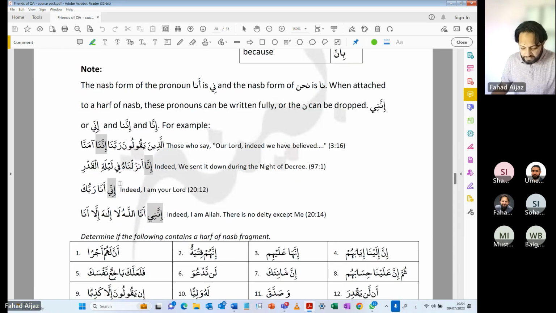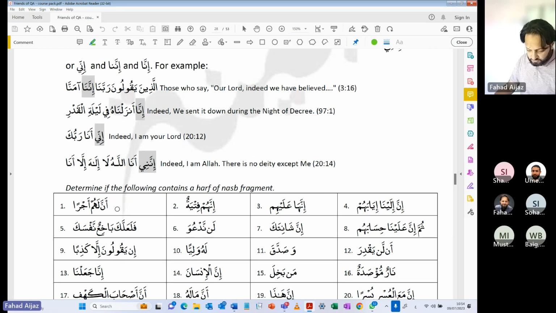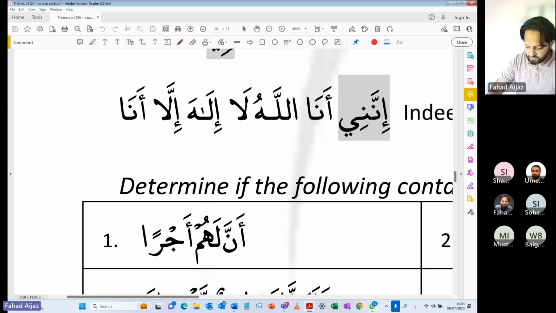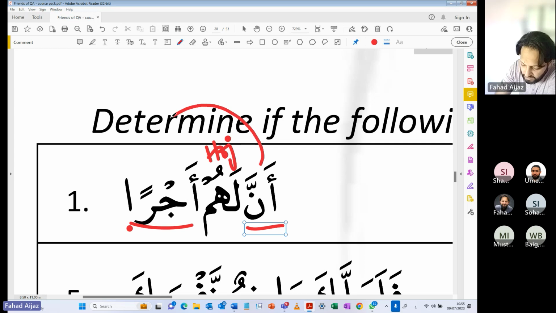Right? Now, in this exercise, what you should do is try to find if this is a harf of nasab fragment or not. So let's try it. Anna lahum ajran. I think I wrote inna in the notes. It's anna when I was teaching you. Anna lahum ajran. So anna is the harf of nasab. Right after is a harf of jar, and then you find another ism in nasab. So anna and ajran forms a harf of nasab.